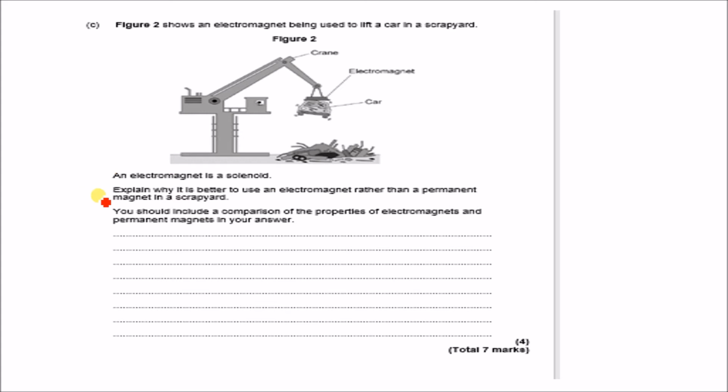Right, so let's talk about this question. Explain why it's better to use an electromagnet rather than a permanent magnet in a scrapyard. Right, well, the first thing is, because you can control the voltage or the power, remember power is equal to voltage times current. So by controlling the power, we're controlling the voltage and the current. If we can control that, we can control the strength of an electromagnet.